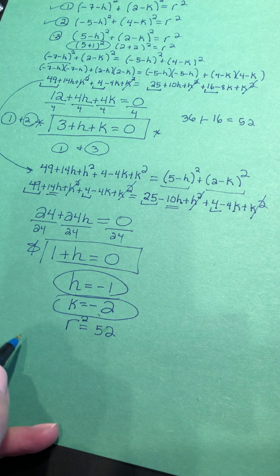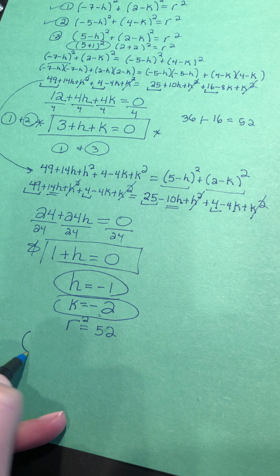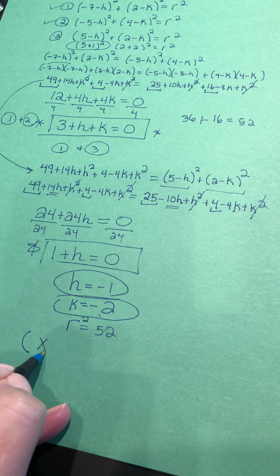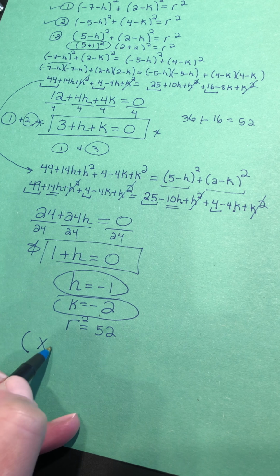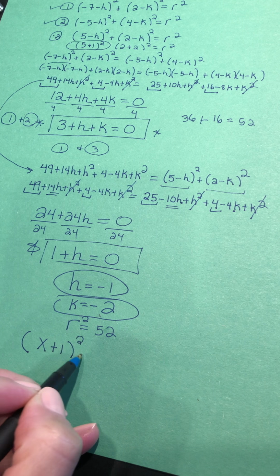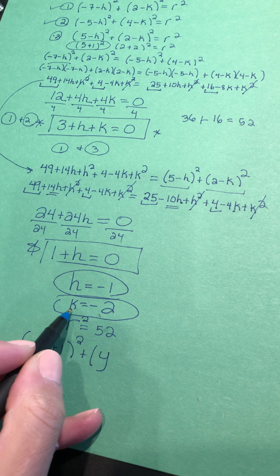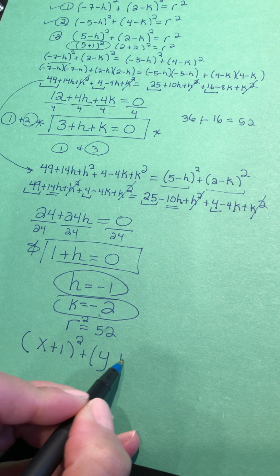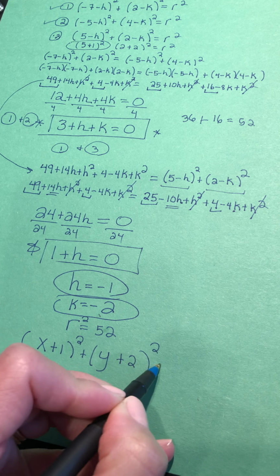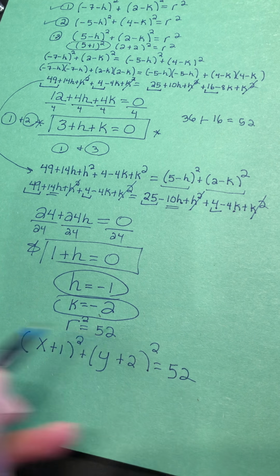I can substitute all of my information into the standard form. So this is x minus h, so x plus 1 quantity squared, plus y minus k, so it's plus 2 quantity squared, equals r squared, which is 52.